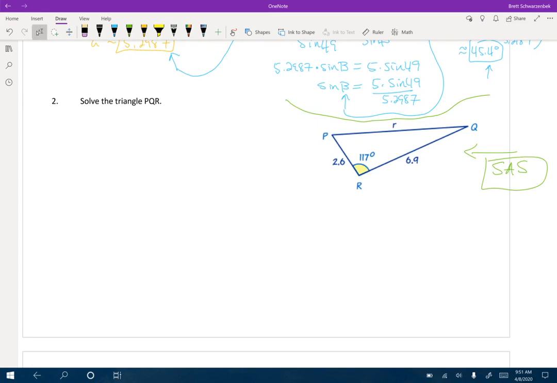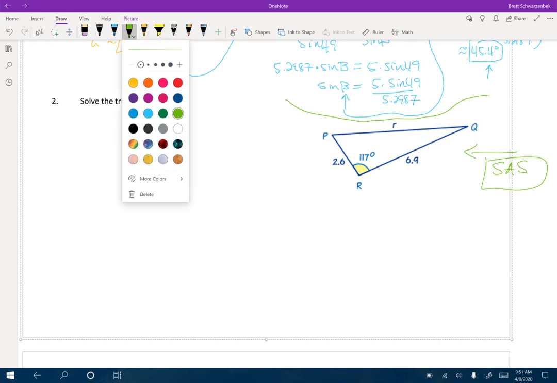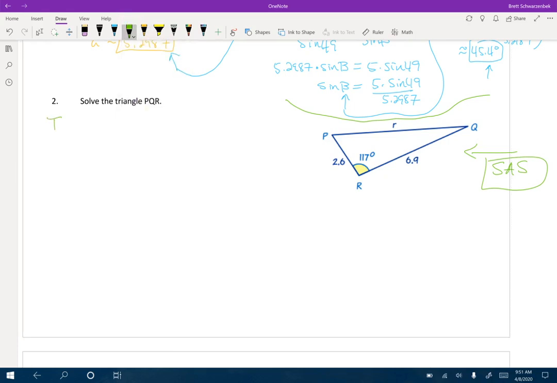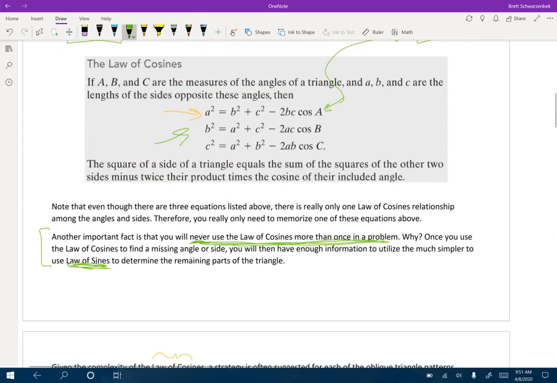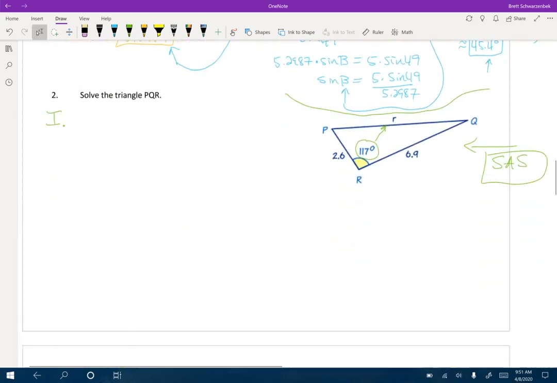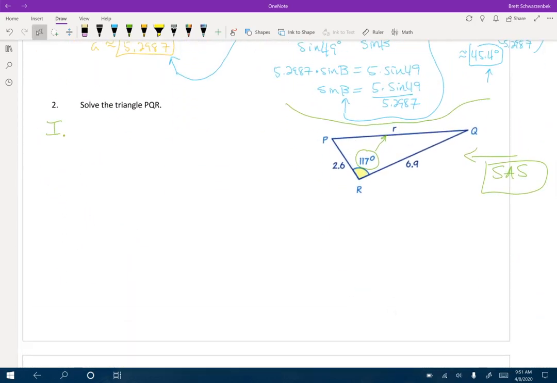So let's go through the steps again. Step 1. We need to use the law of cosines to find the side opposite the angle that is given. Angle given, side opposite it. So here's the strategy, so you don't need to look back and try to figure out A's, B's, and C's here. You just have to follow the strategy as I'm speaking.